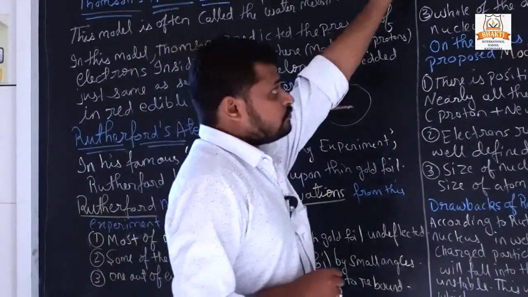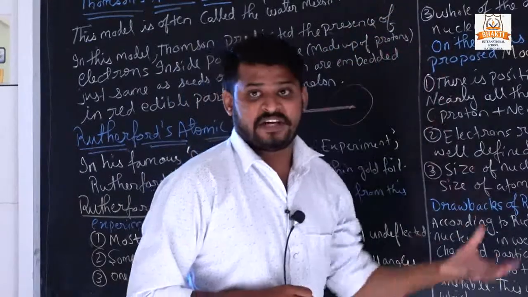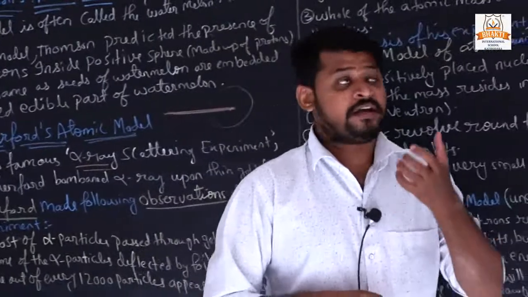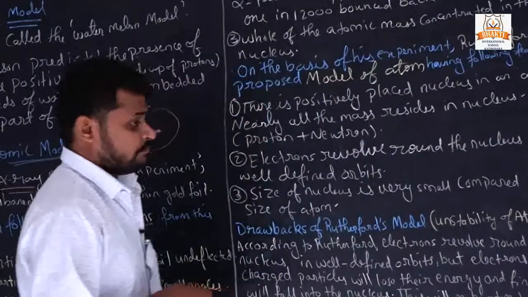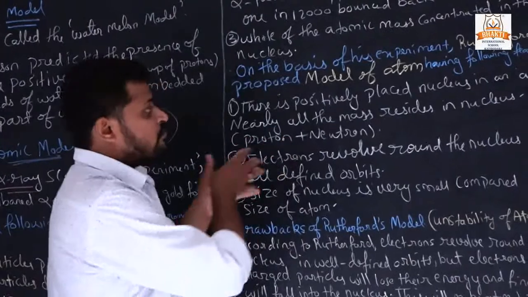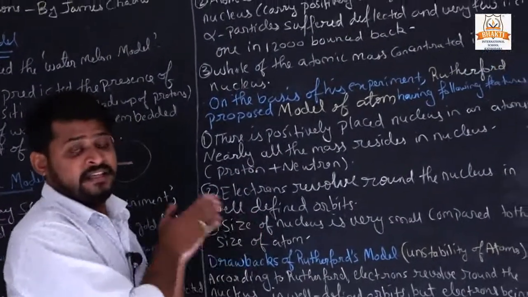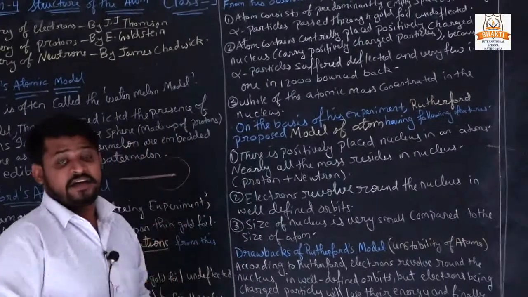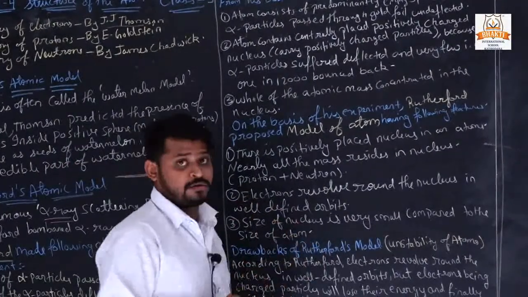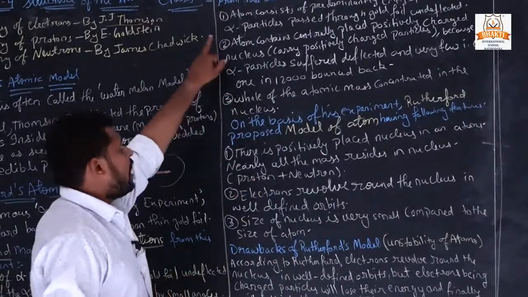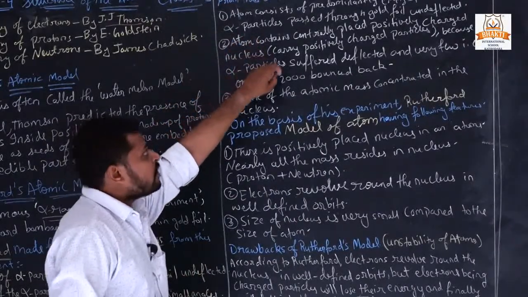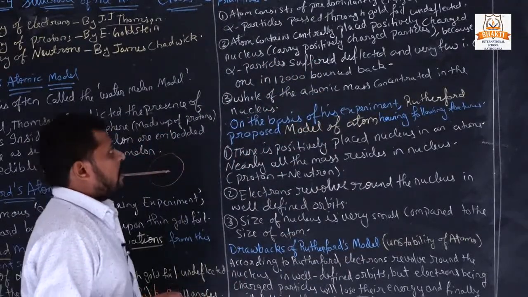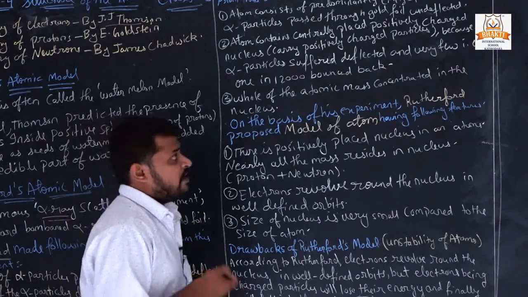Now second, from these observations, Rutherford drew the following conclusions. He saw what happened in this experiment, and from these observations he gave us some conclusions. What was the conclusion? Atoms consist of predominantly empty space, as most of the alpha particles passed through the gold foil undeflected.